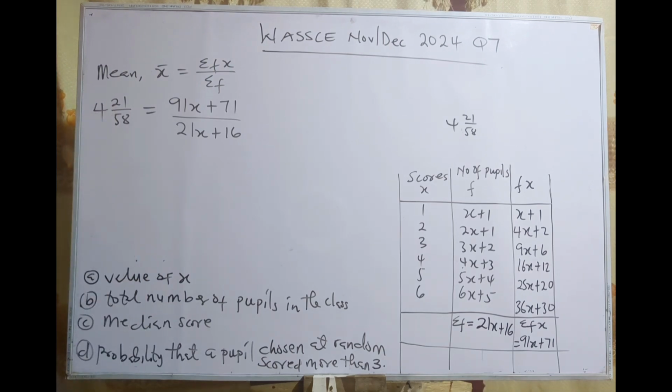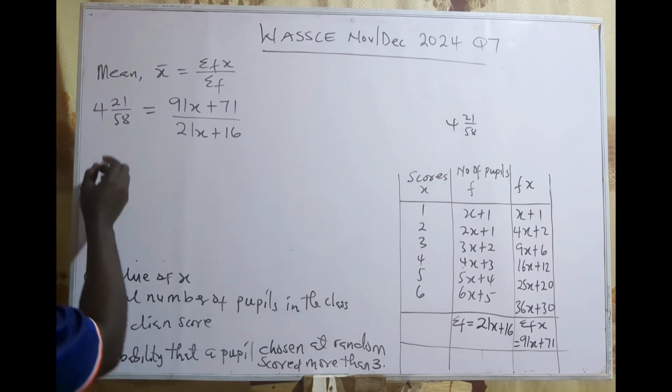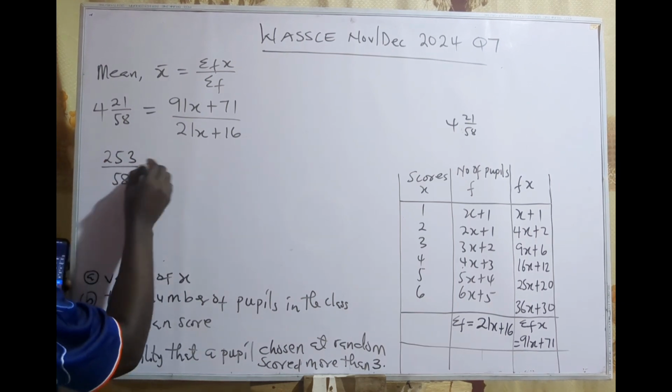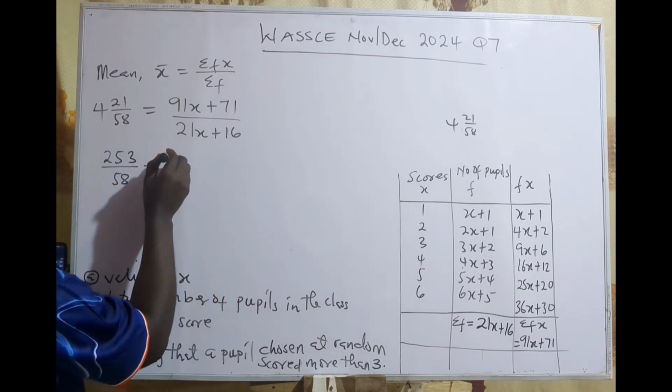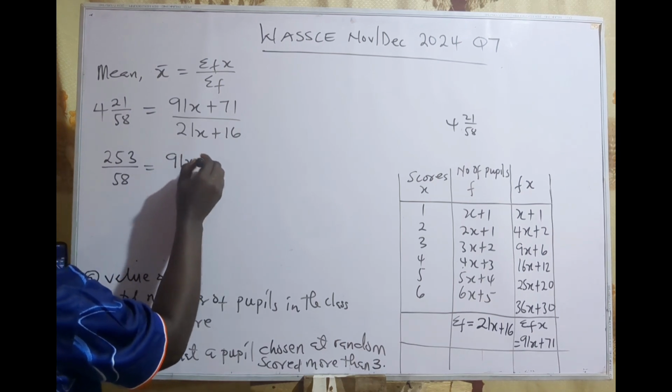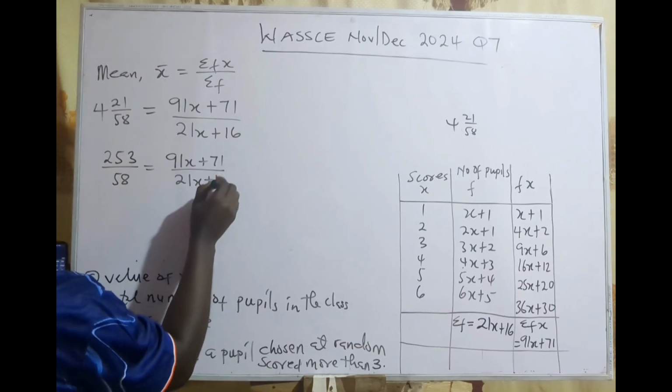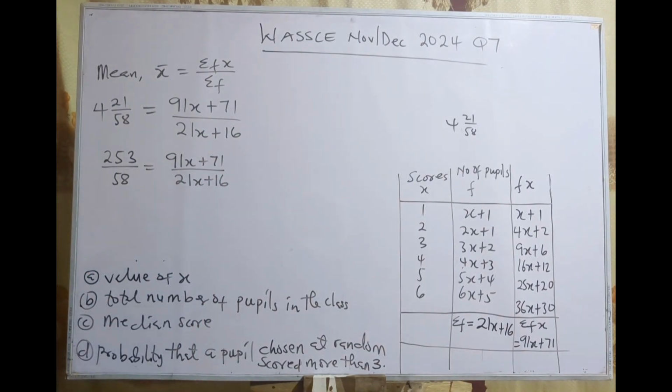58 times 4 plus 21, that is 253 on 58, equal to 91x plus 71 all over 21x plus 16.